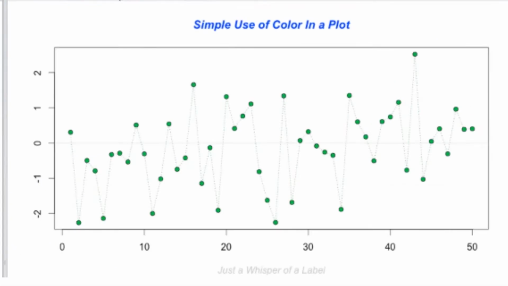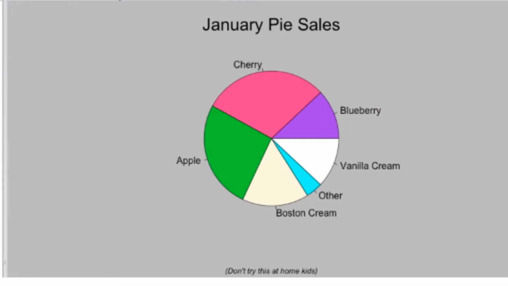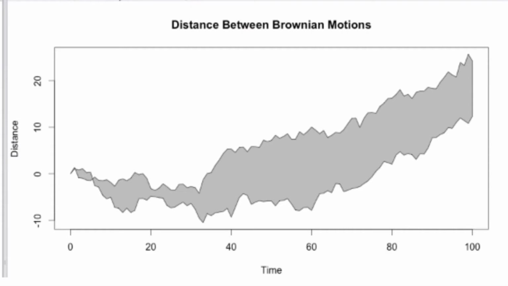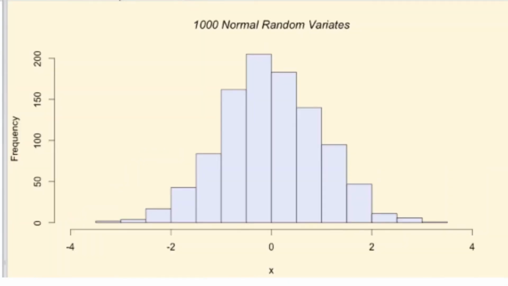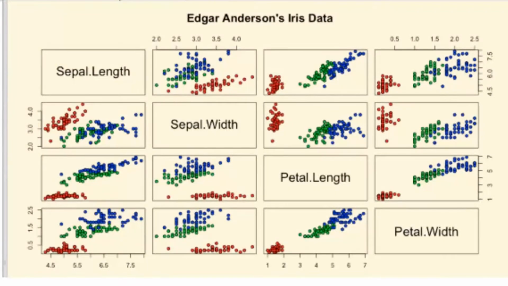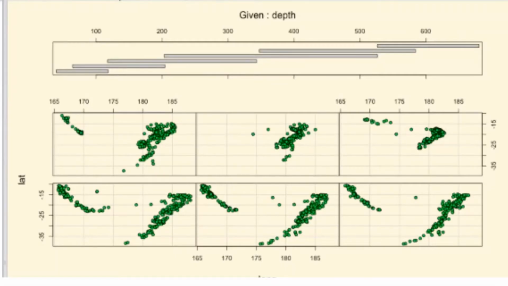So this is the simple use of color in a plot, a pie chart like wheel, pie sales, box plots, distance between Brownian motions. You know this is a statistical package, level of interest in R, normal variables which we will talk about later on, and so on. Very colorful. You can even do topographic maps. And finally we have this fantastic map. So that should give you a fair idea of what you can do, graphically speaking.